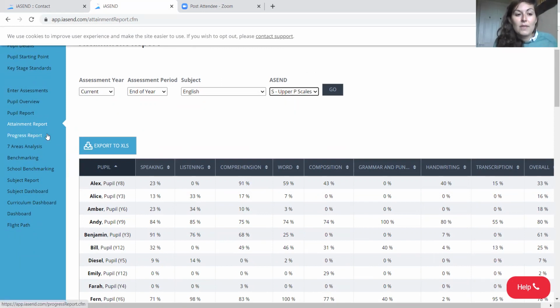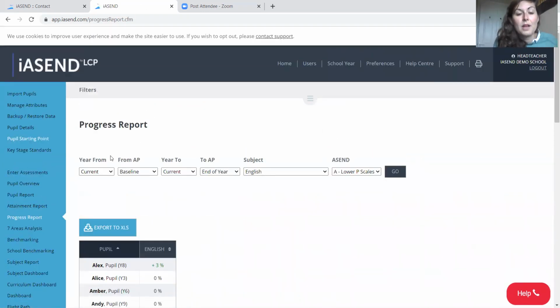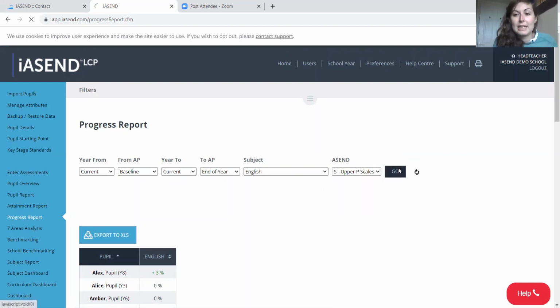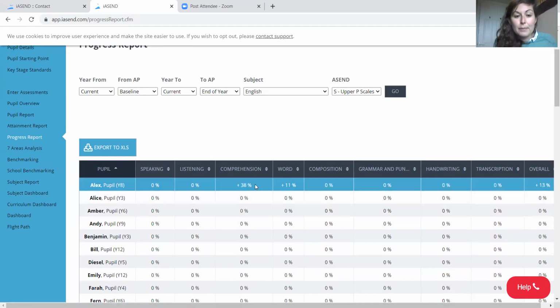Now, another place that you can drill down into the progress in these individual areas is the progress report. So again, I choose 2 periods of time, and I need to make sure I choose the correct curriculum. So I'm going to choose S again. And you can see here that there is some progress in comprehension and word reading, although speaking, although he had a percentage, he had achieved bits of it, that was from a year prior or a time prior to the periods that I've chosen. So overall, he's making 13% progress in the 2 periods of time that I've selected.